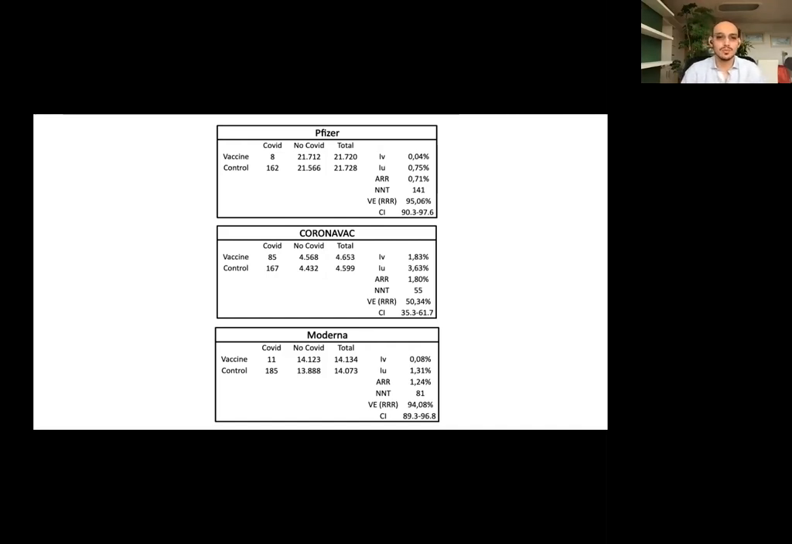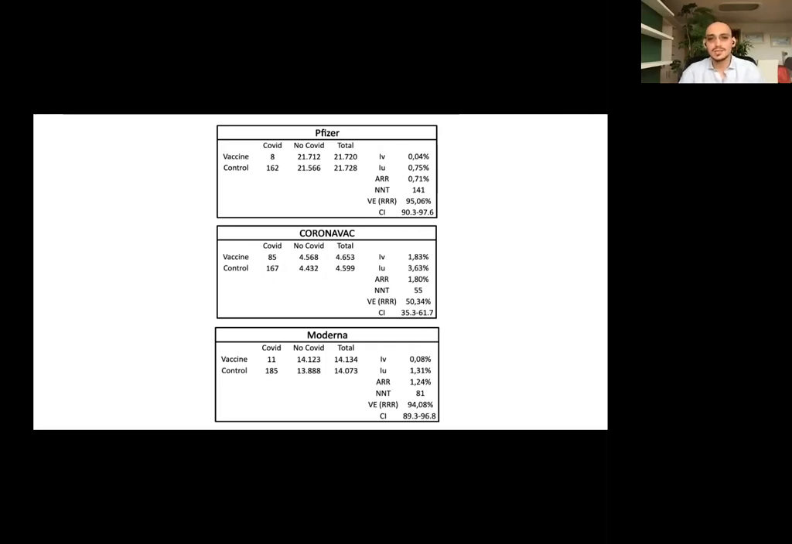If you look at the trial data from Pfizer, CoronaVac, and Moderna, we see that their event rate was quite low in almost all of them. You could say that in CoronaVac it was a bit high given their choice of population. But in the Pfizer trial, if we just look at the absolute risk reduction, it's a measly 0.71%, and this would provide a number needed to treat of 141. Whilst in the CoronaVac trial, there was an absolute risk reduction of 1.8%, which is certainly more significant if we look just at this data.